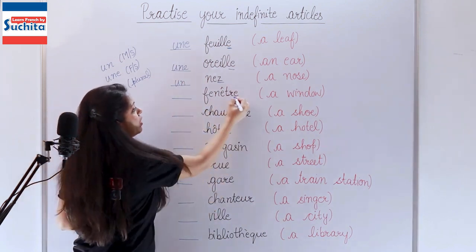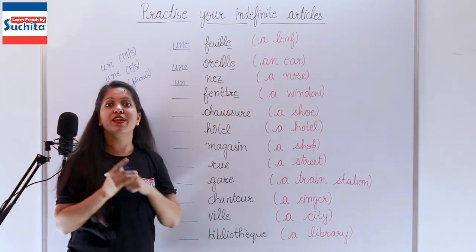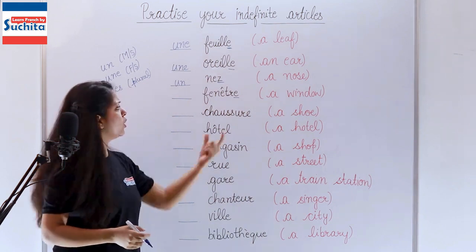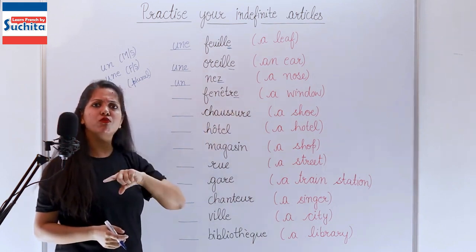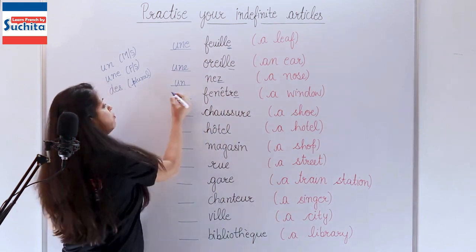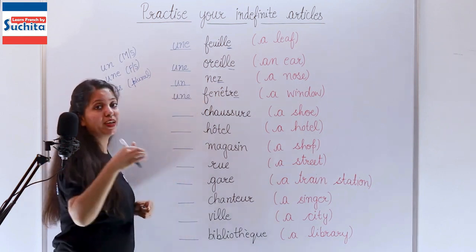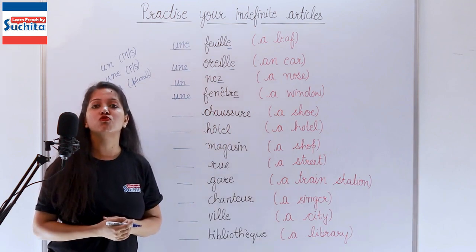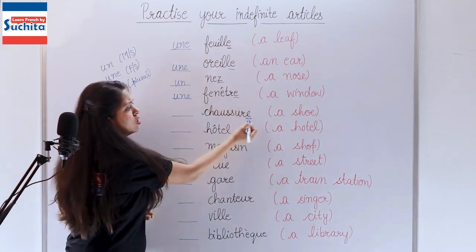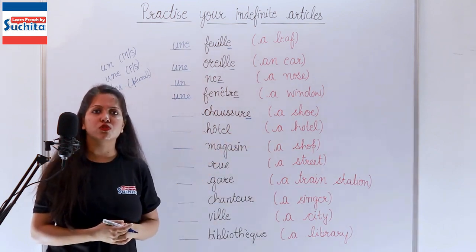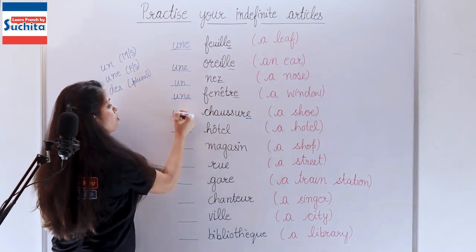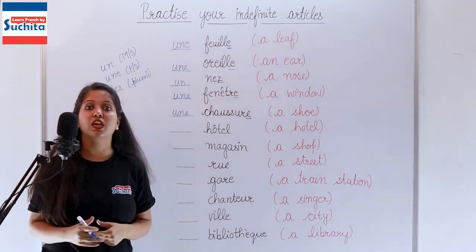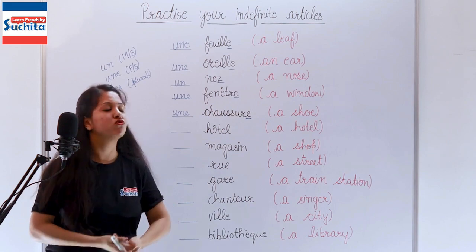Allez, on continue avec fenêtre. Fenêtre, which means window. Now it ends with E. Un fenêtre, une fenêtre. Une fenêtre. Très, très bien. Allez, chaussure. Un chaussure, une chaussure. Une chaussure. Ending with E. So we say une chaussure.